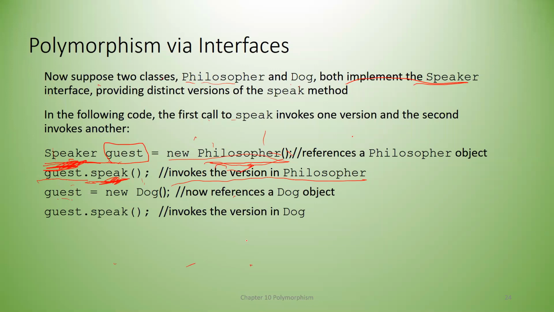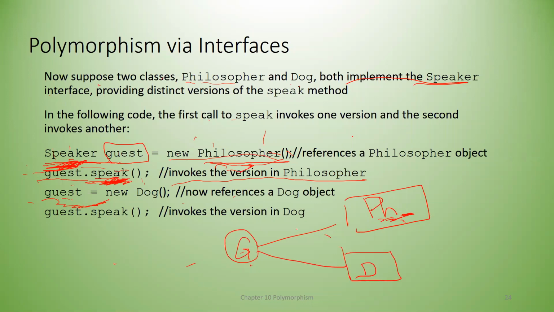Okay, you have guest, right? This is your reference variable. Now it points to philosopher here. And at this time, it points to philosopher. And when you call speak, it will go to philosopher to find the speak method. And then here you're saying, no, I'm not a philosopher anymore. I'm a dog. So it will point to a dog. And this is broken because each time it can only point to one type. So this is broken, and this philosopher object is floating.